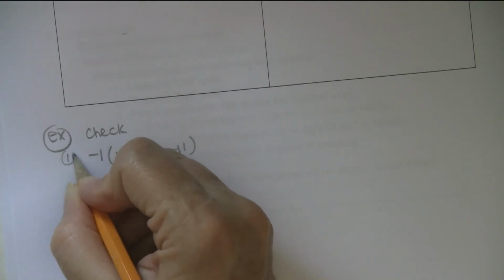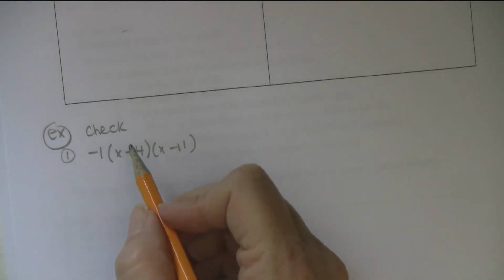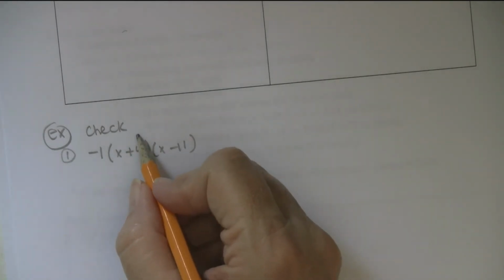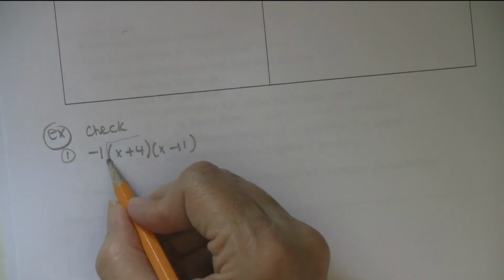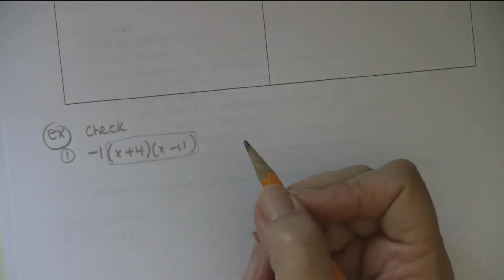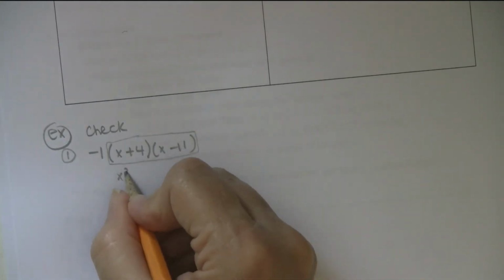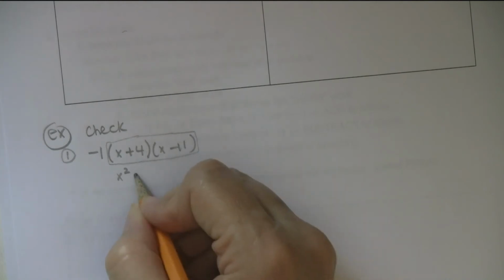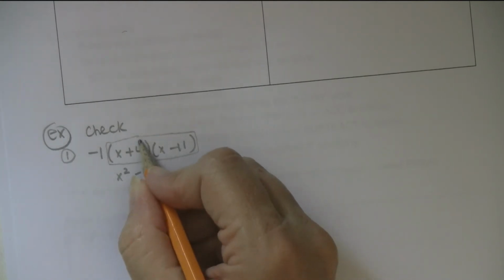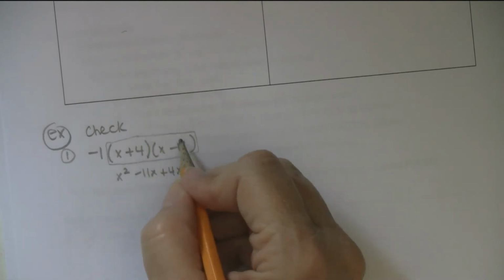So there's 2 steps to checking, and the first step is just to multiply it together. You can multiply it in whatever order you like, and I multiply it backwards of where I factored it. So this is the last thing I factor, so that's the first thing I multiply together. X times x is x squared, minus 11x, plus 4x, minus 44.